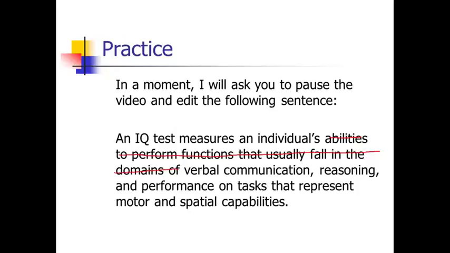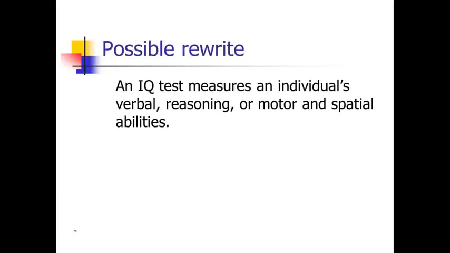An IQ test measures an individual's verbal. I don't think we need communication after verbal, right? Because that's just repetitive. Verbal, reasoning, and then we get performance on tasks that represent. How about we say it more directly, that it's measuring their motor and spatial capabilities. And perhaps there are more than one type of IQ test, so we might want to use the word or here, so that not every IQ test measures all three, but some may measure any one of these. So an IQ test measures an individual's verbal, reasoning, or motor and spatial capabilities. So again, hopefully in your rewrite you got something similar and you were able to strip a lot of those excess words out.